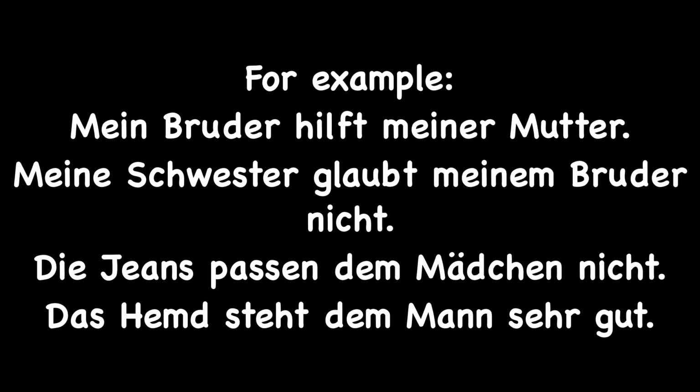Meine Schwester glaubt meinem Bruder nicht. My sister does not believe my brother. In this sentence, again, we would think that the brother would be the direct object, the one not being believed. However, because glauben is a dative verb, it becomes meinem Bruder instead of meinen. Die Jeans passen dem Mädchen nicht. The jeans don't fit the girl. In this sentence, die Jeans is the subject and dem Mädchen is the object. Because passen is a dative verb, we have to use dem Mädchen instead of das Mädchen.